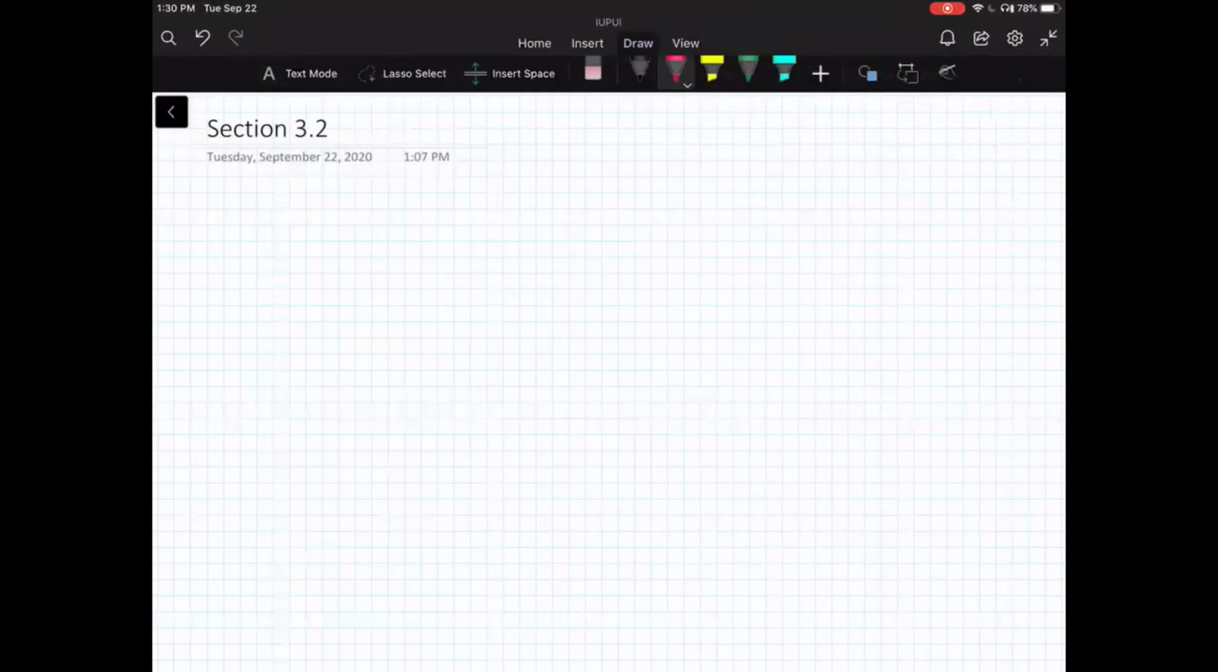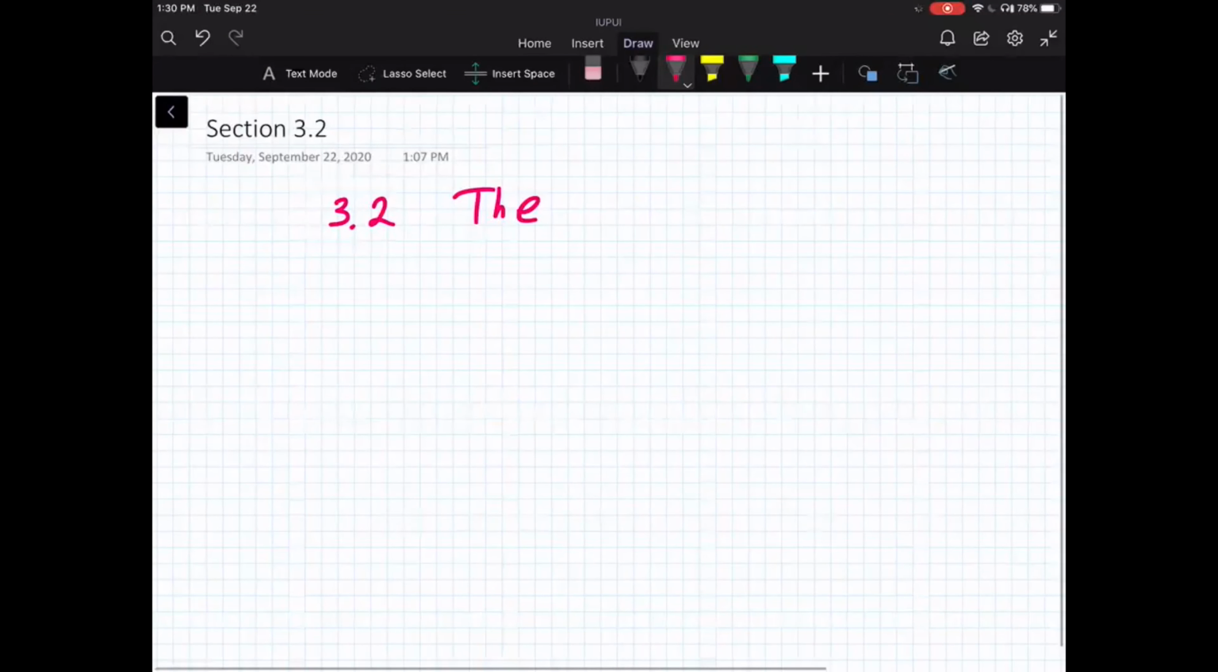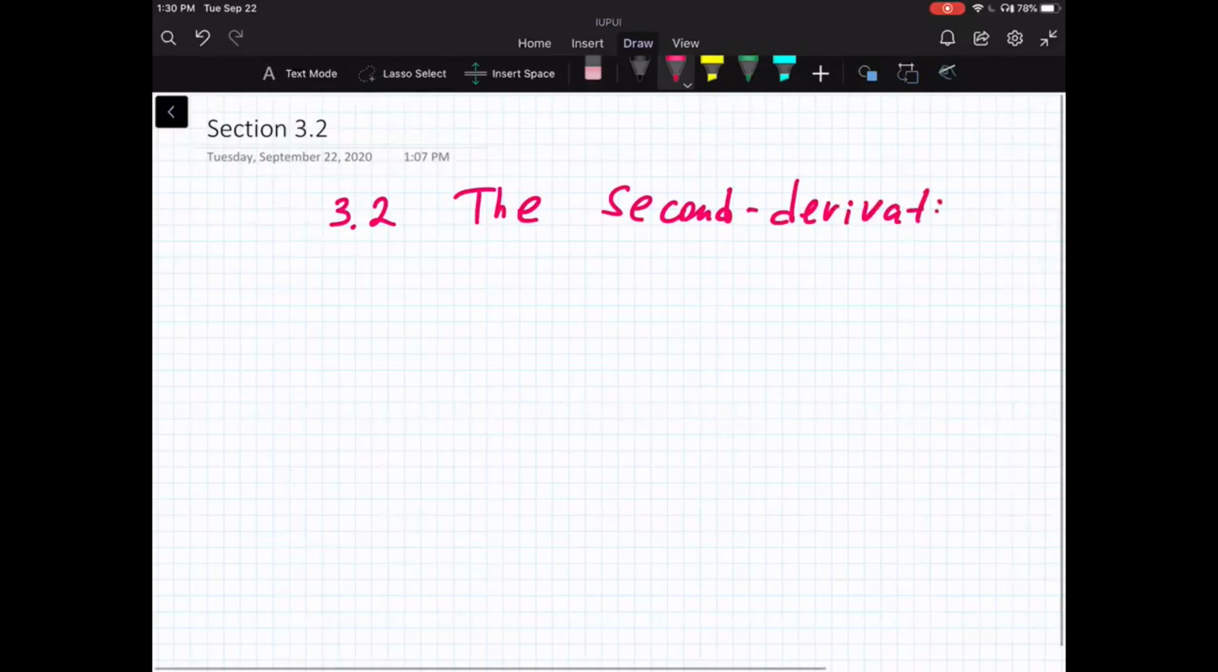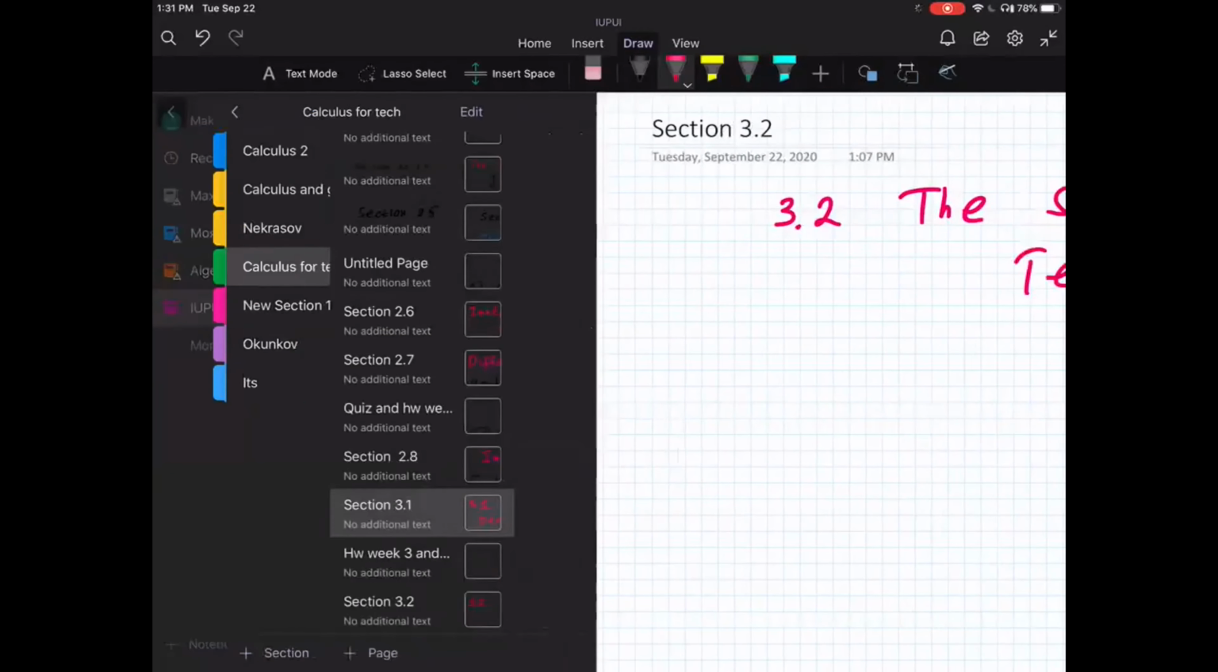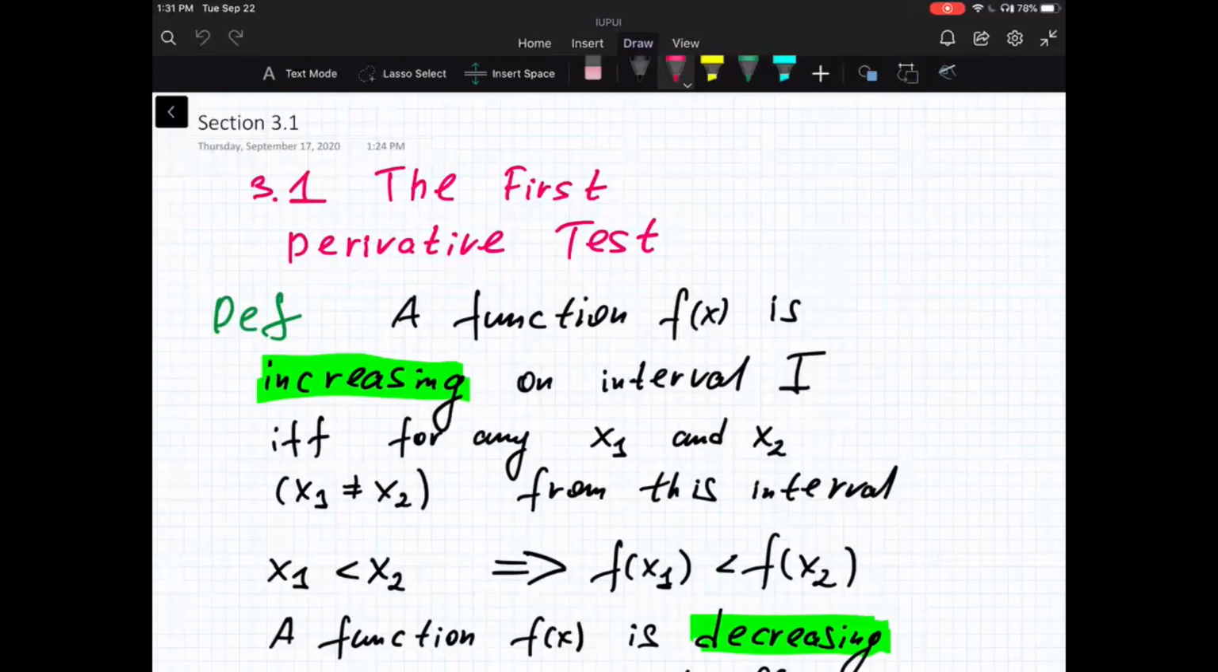Today we are going to study new section 3.2, and this is called the second derivative test. So let me remind you that last time in section 3.1 we discussed the first derivative test, and basically it says that if your derivative is positive, then your function is increasing. If your derivative is negative, then your function is decreasing.